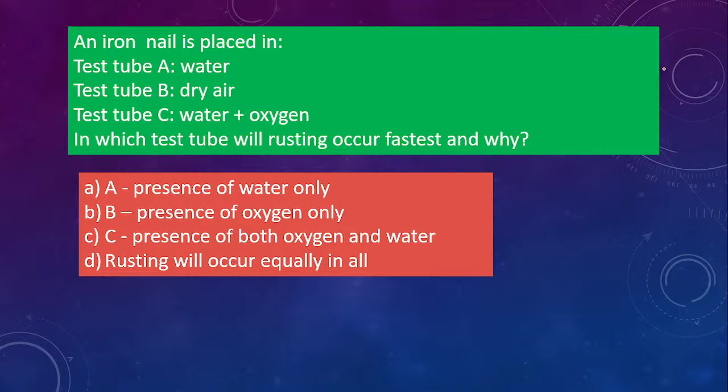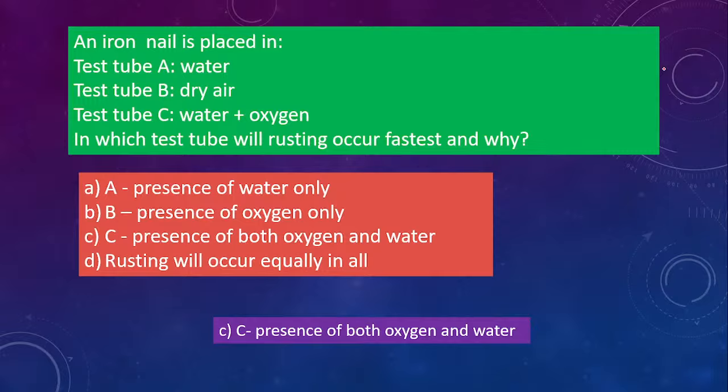Okay, let's see the answer now. So yes, very good. Option C is the correct answer, where we need both moisture, that is coming from water, and oxygen in order to have rusting. So remember that rusting will occur only in presence of moisture. Here in this case, moisture will come from the water, and oxygen also has to be there.